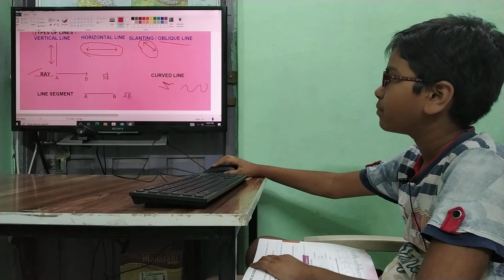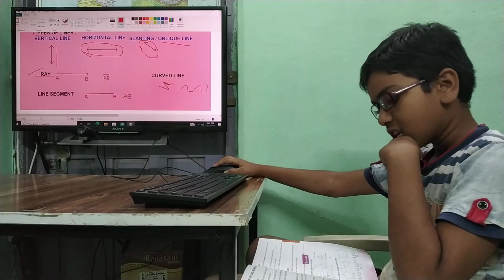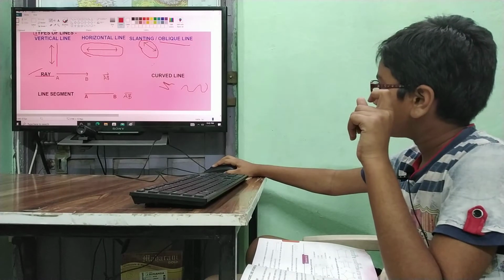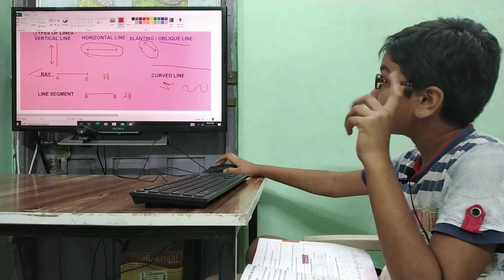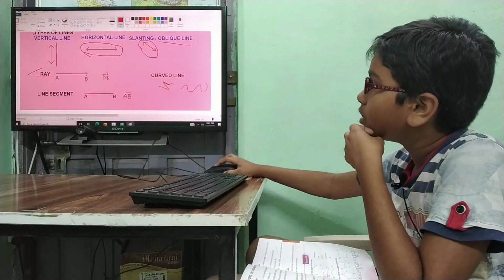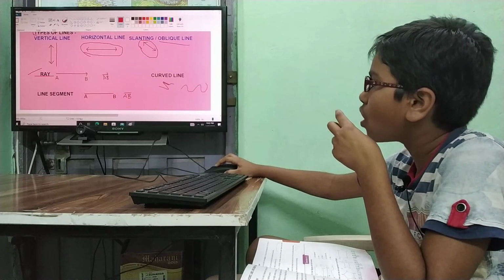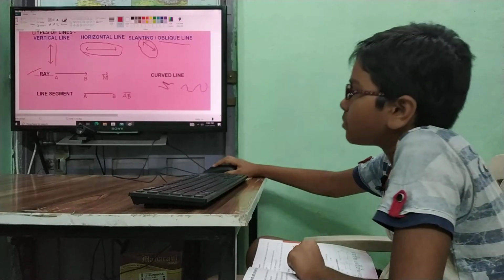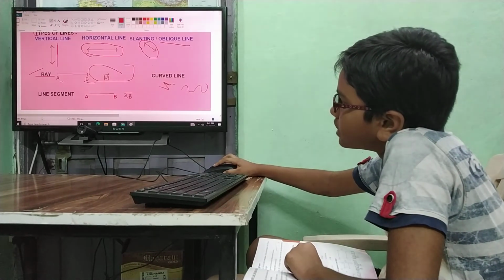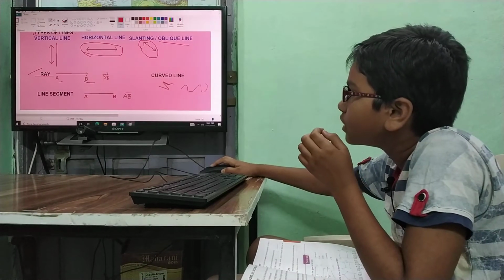Now, what is a ray? A ray has only one endpoint, and then it goes on continuously like a line. In a line we use two points, but here only one point. It starts here and goes on and on. You can name it A, B, and write an arrow over it, with AB below.